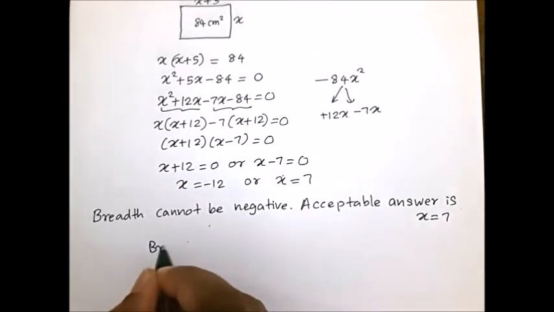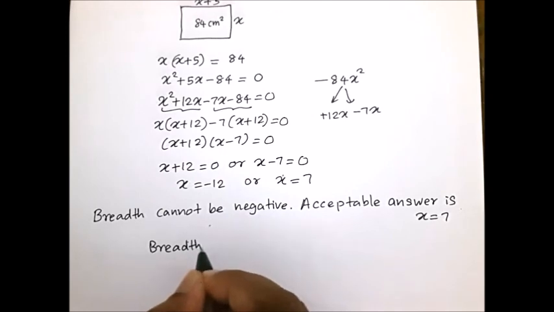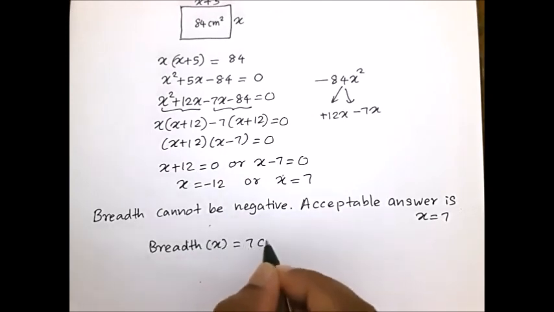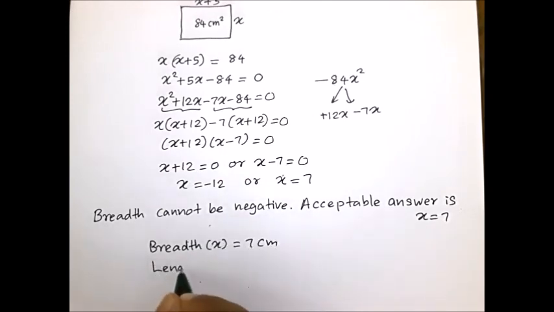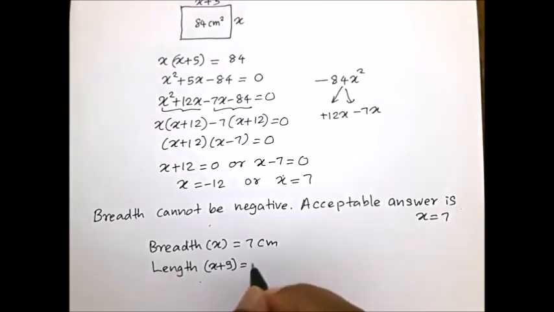So breadth is 7 centimeter. Then length is x plus 5. Add 5 centimeter here, it is 12 centimeter. This is the answer for example number 9.